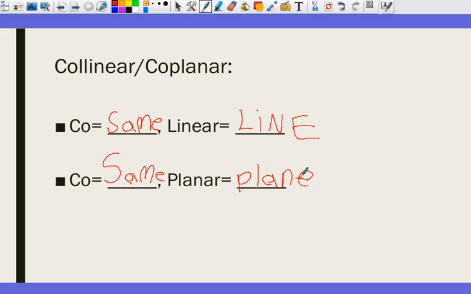All right, I'm going to draw you guys two examples. Collinear, same line. Are these points collinear? Why? Because they're all on the same line. Coplanar is a lot harder to draw because it's supposed to be in 3 dimensions, but something like this.